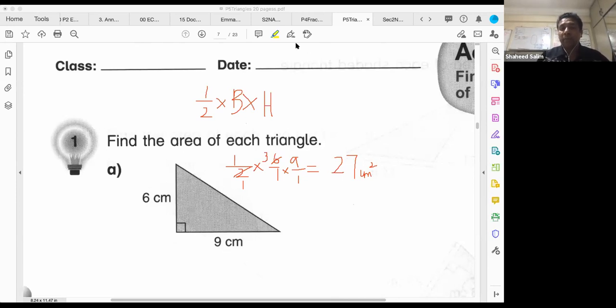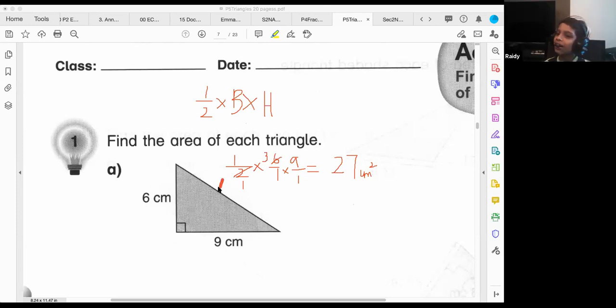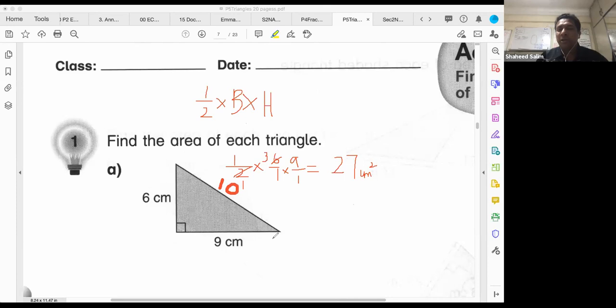Okay, they might give you this number. Let's say they say down here is 10. Then you must choose which one is base and height. Don't choose the 10, this is a trick number. These two meet at 90 degrees. You know it's 6 and 9, so you take half times 6 times 9. Don't bother about the 10.